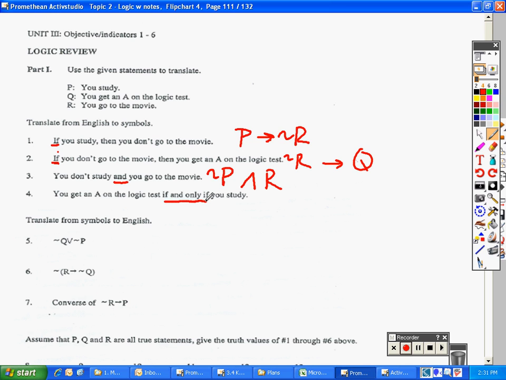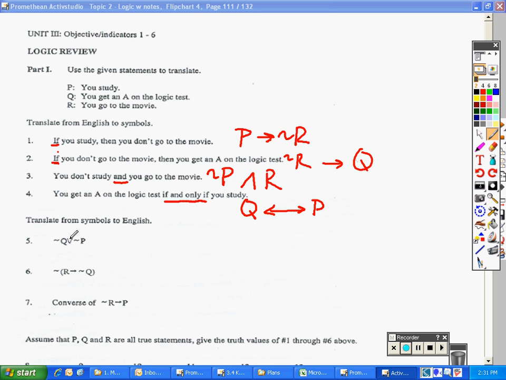Number 4, you get an A on the logic test if and only if. That's that biconditional, which is the symbol with the 2 arrows. You get an A on the logic test is represented by Q. You study is represented by P. Q, double arrow P.